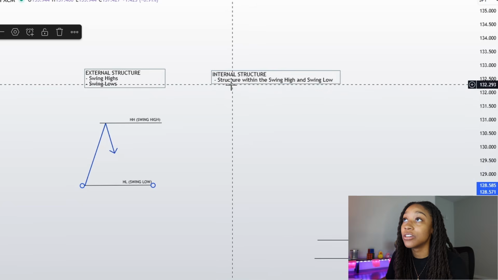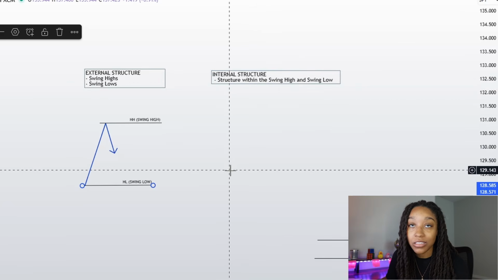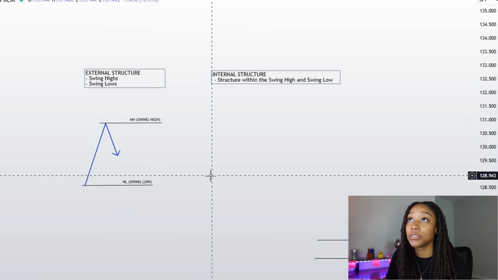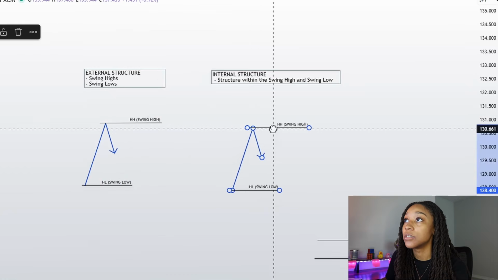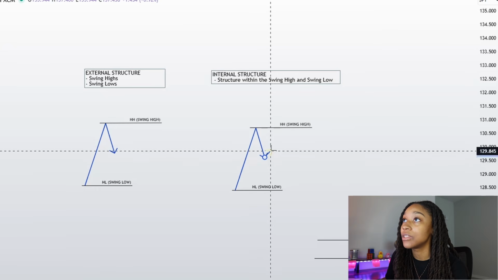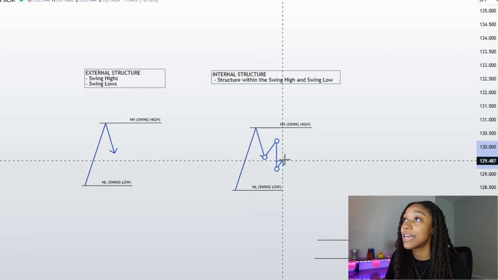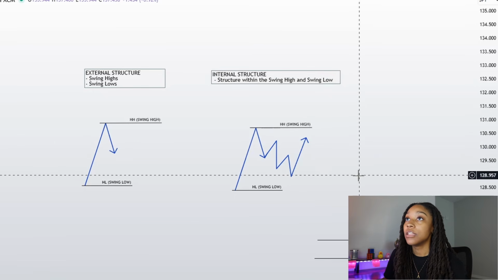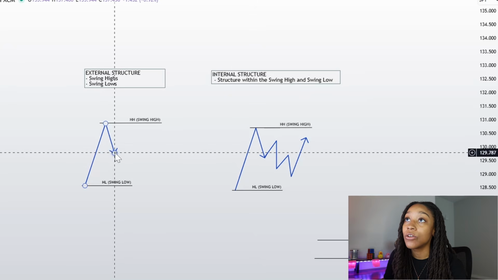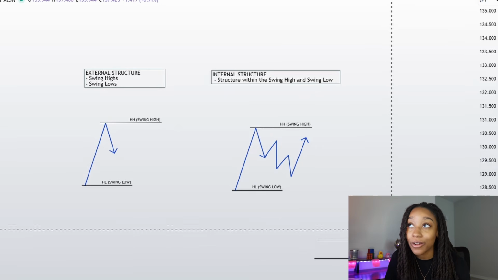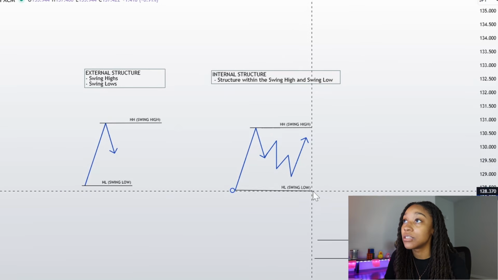Well, internal structure is going to be everything within the swing high and swing low. So any price that fluctuates in between these levels is internal structure. So for example, if I was to copy this structure over, anything that's happening within these swing highs and swing lows, that is internal structure. So that's why you can't call this a higher low yet, because you don't really know where price is going to stop moving. We don't know until we actually break that next swing point, right? So anything between these points is considered internal structure.